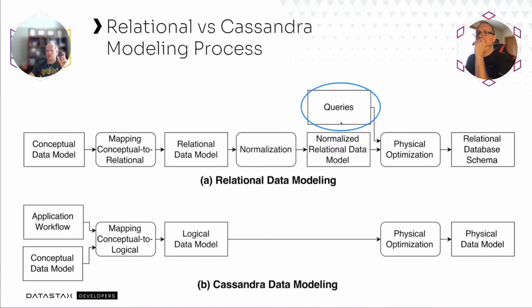This is where queries are involved. At this step of physical optimization, the big difference for Cassandra data modeling methodology is that queries are here in the very beginning along with the conceptual data model. So in a way it's different. It's important to understand this major difference, but in a way it's actually simpler. There is no normalization theory. You don't worry about that. You worry about supporting queries.